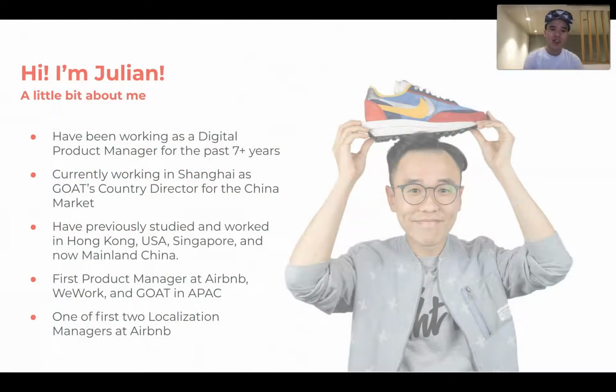Before we get started, I just wanted to introduce myself a little bit. I've actually been working as a product manager for the past 7 years, and I've been very fortunate to be the first product manager in Asia for all of these companies, including Airbnb, WeWork, and now Goat. Prior to becoming a product manager, I was one of the first 2 localization managers at Airbnb, and so that's also where I'm going to be referencing from for a lot of this presentation.